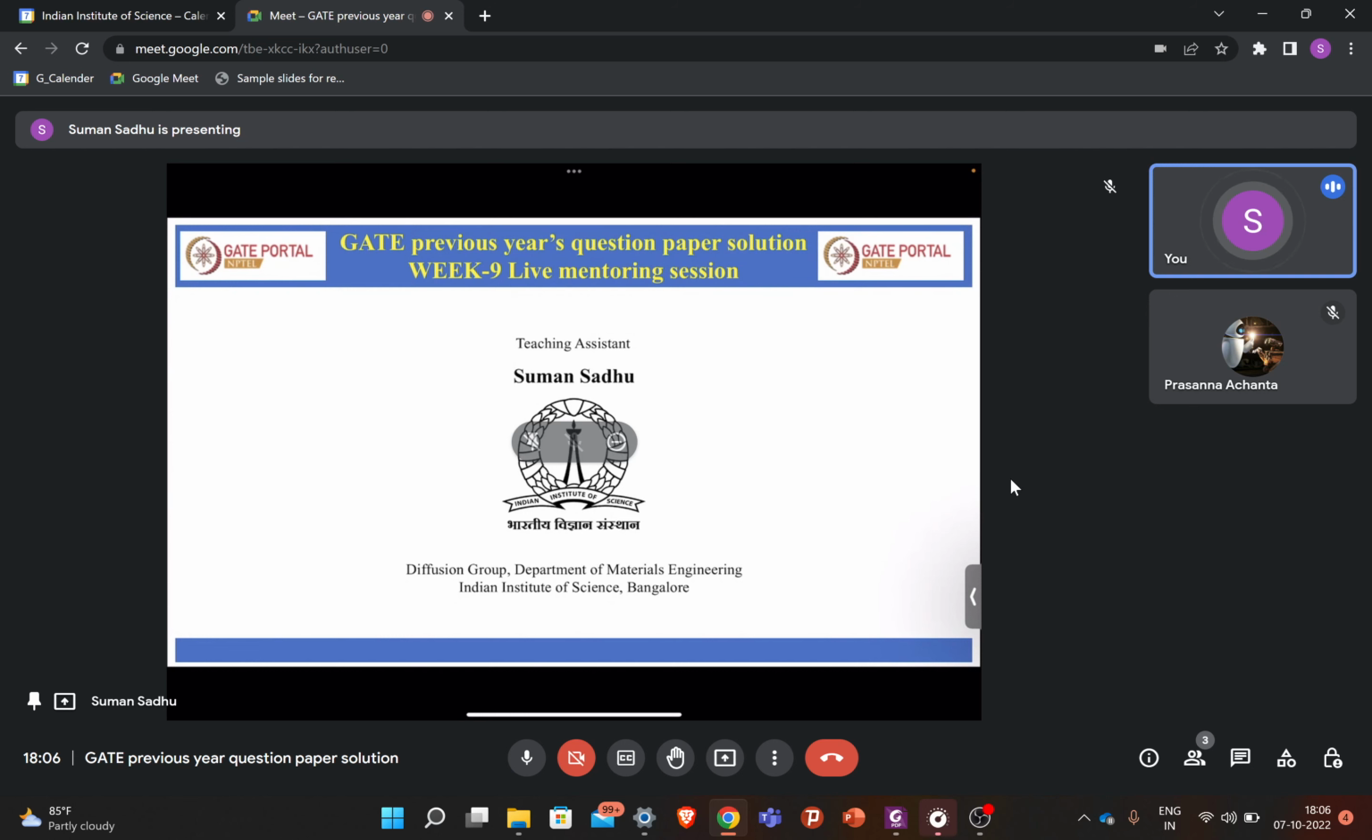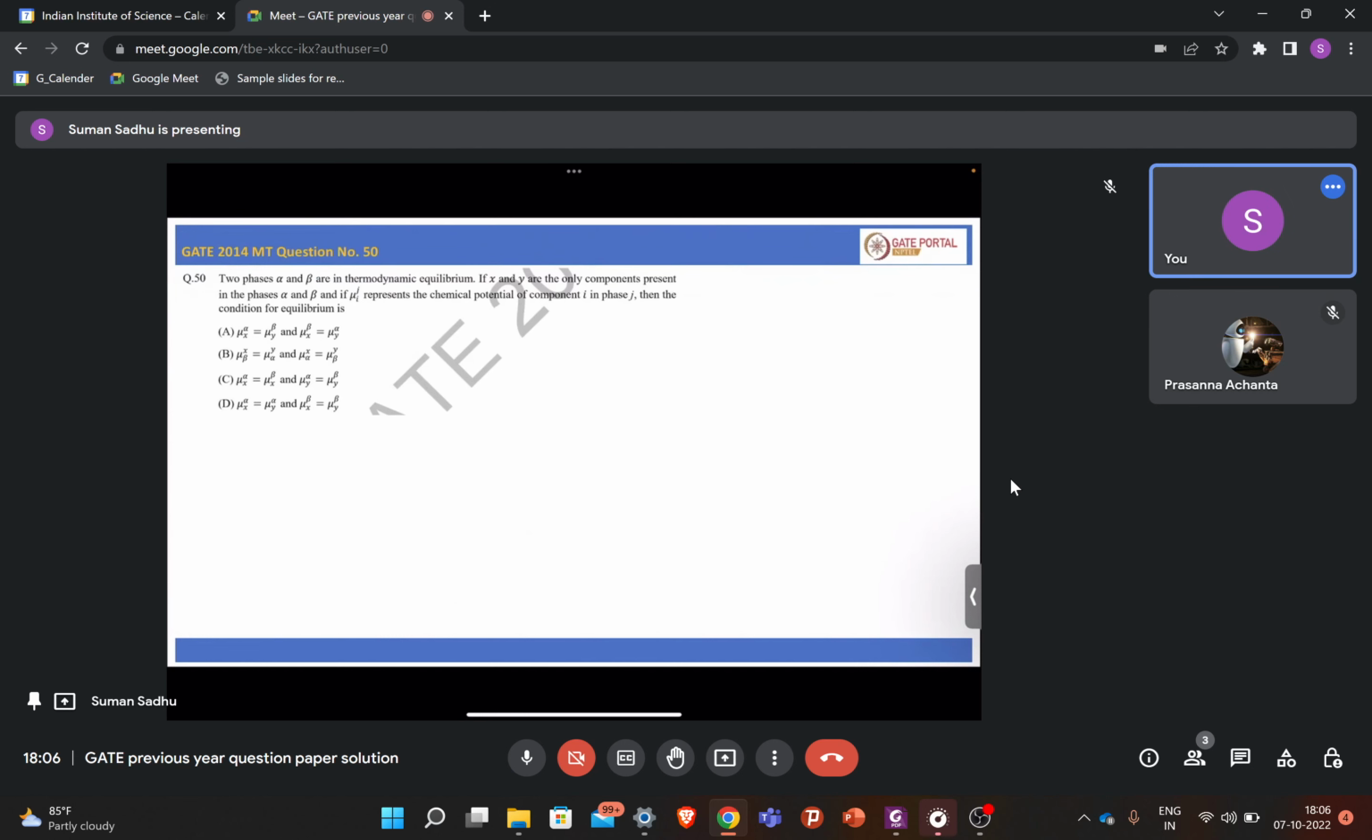Let's move to the first question of today. This is question number 50 of GATE 2014 Metallurgical Engineering. Two phases alpha and beta are in thermodynamic equilibrium. If X and Y are the only components present in phases alpha and beta, and if mu i j represents the chemical potential of component i in phase j, then the condition for equilibrium is: option A, mu x alpha is equal to mu y beta and mu x beta is equal to mu y alpha.